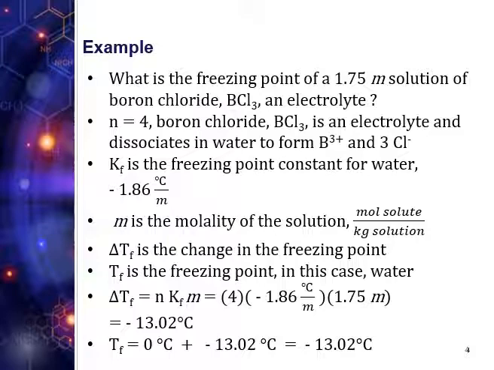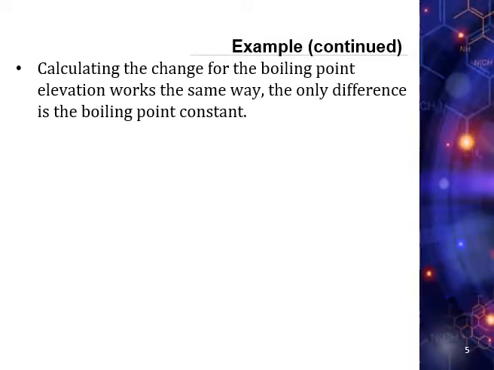The actual freezing point at standard conditions is 0 degrees Celsius plus negative 13.02 degrees Celsius, which is negative 13.02 degrees C. Calculating the change for the boiling point elevation works the same way. The only difference is the boiling point constant.